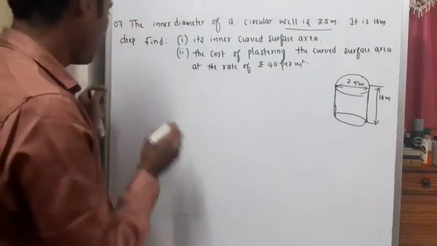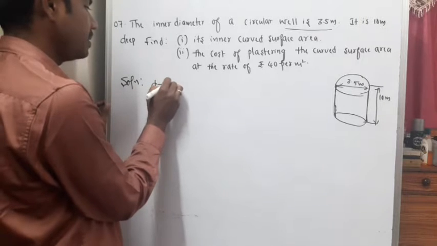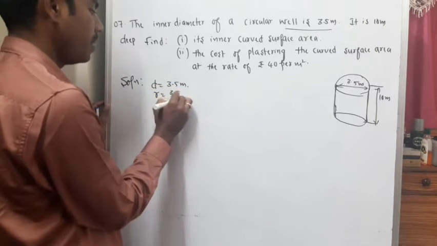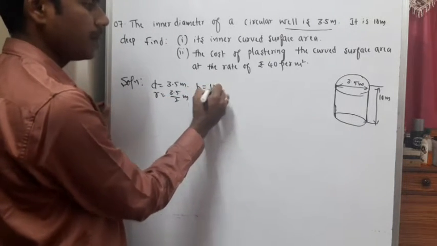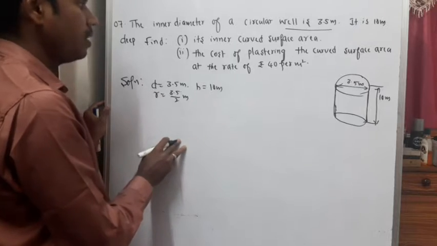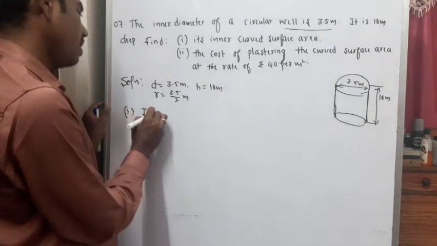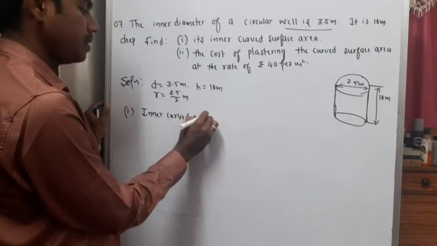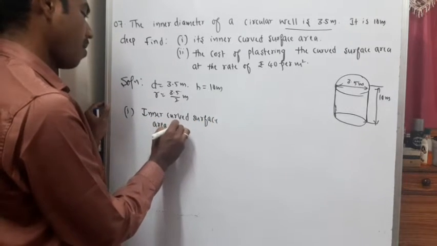See what we know. The diameter is given, it is 3.5 meter. Then the radius will be equal to 3.5 divided by 2 meter. The height is given, that is equal to 10 meter. So we need to find the first one, the inner curved surface area of a well.